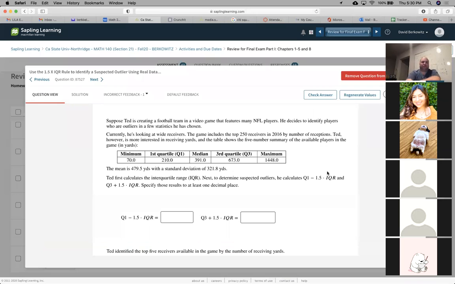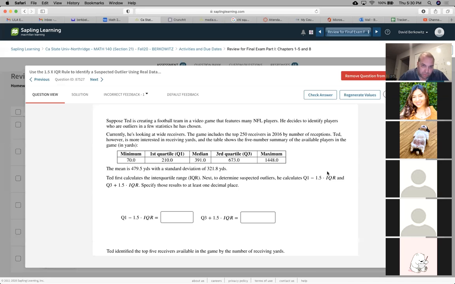All right. Suppose Ted is creating a football team in a video game that features many NFL players. He decides to identify players who are outliers in a few statistics he has chosen. Currently, he's looking at wide receivers. The game includes the top 250 receivers in 2016 by number of receptions, which is a pretty good metric. Ted, however, is more interested in receiving yards, and the table shows the 5-number summary of the available players in the game. Minimum 70, maximum 1,448, huge. Third quartile, 673. And we also have the mean and the standard deviation.